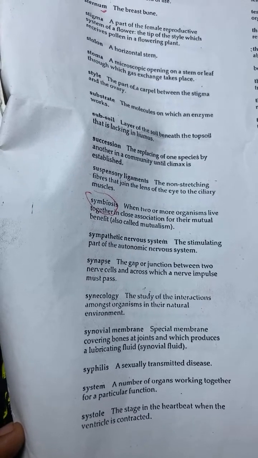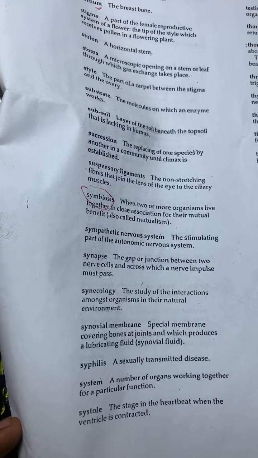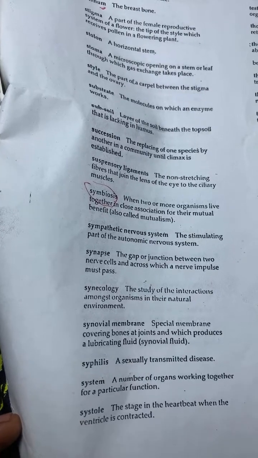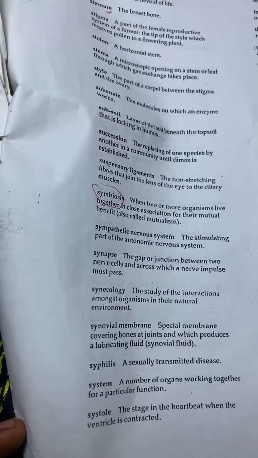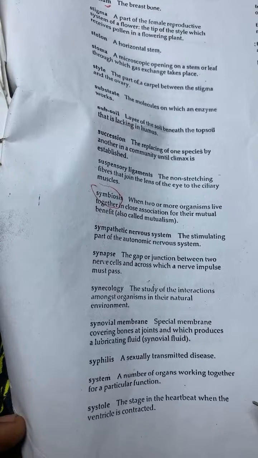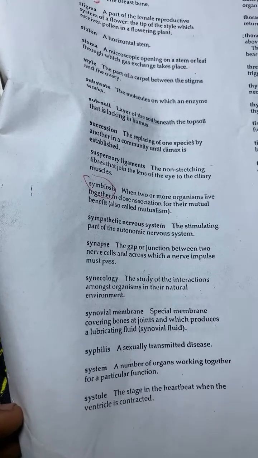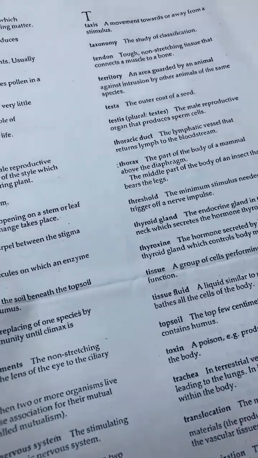Now, we have syphilis, of course, a sexually transmitted disease. Now, system: a number of organs working together for a particular function. Have systole, the stage in the heartbeat when the ventricle is what? Contracted. When the ventricle is what? Contracted. All right. Let's move to T.